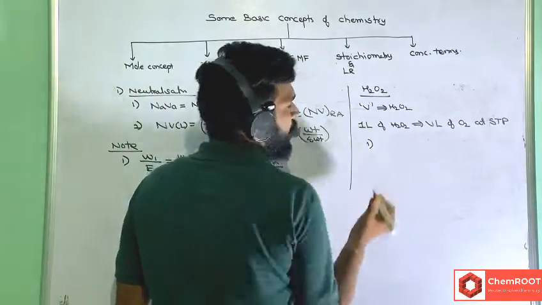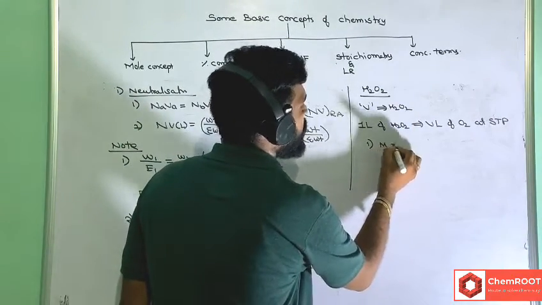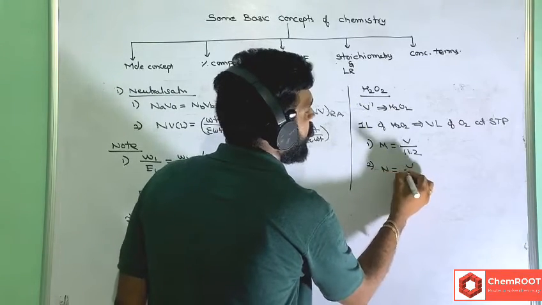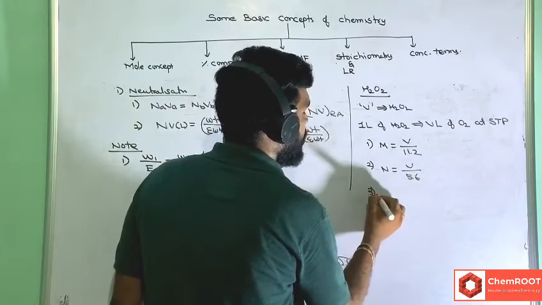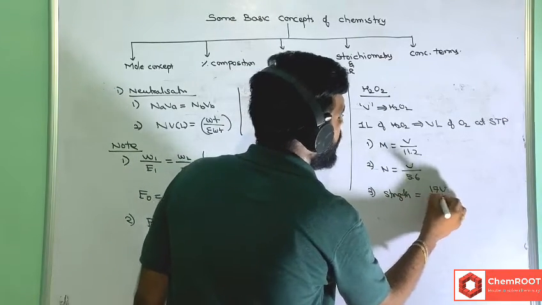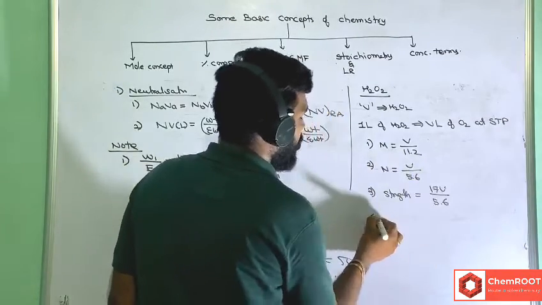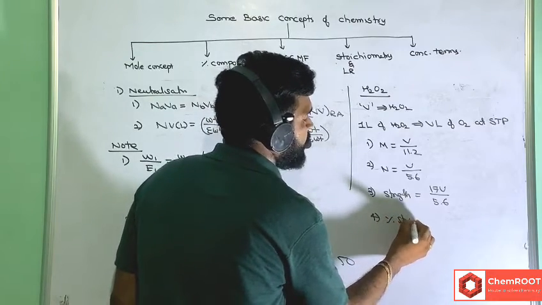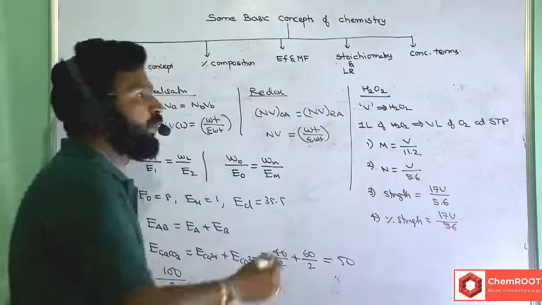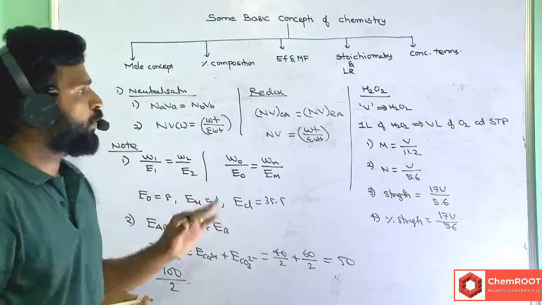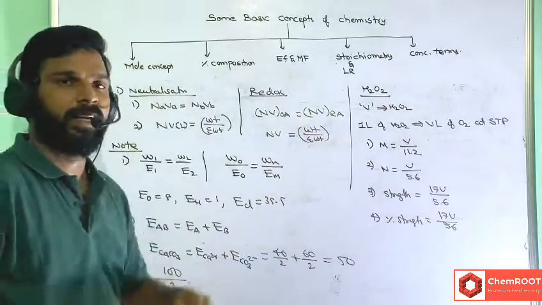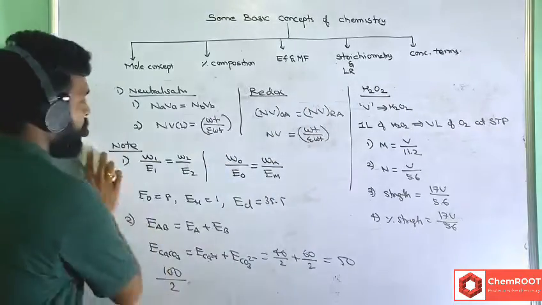Here, the important formulas we can use: if they ask for molarity, it is V by 11.2. If they ask for normality, it is V by 5.6. If they ask for strength, it is 17 V by 5.6. If they ask for percentage strength, it is 17 V by 56. These formulas are useful for finding the concentration terms, strength or percentage strength, related to H2O2.